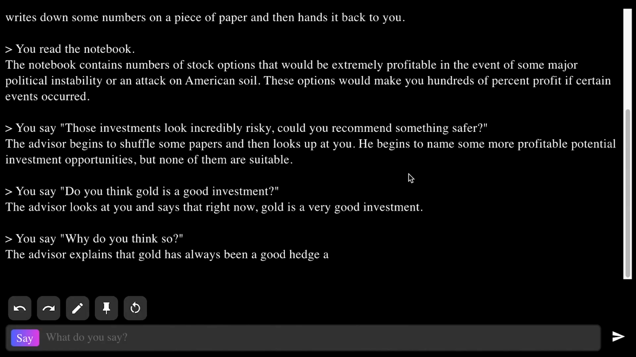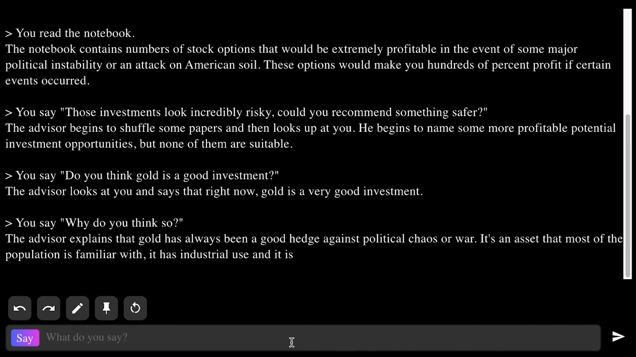The advisor explains that gold has always been a hedge against political chaos or war. It's an asset that most of the population is familiar with, it has industrial use, and it's very divisible. Okay, the first argument is legit, but is it really divisible? I think here we can already see some problems with AI in terms of investing advice.